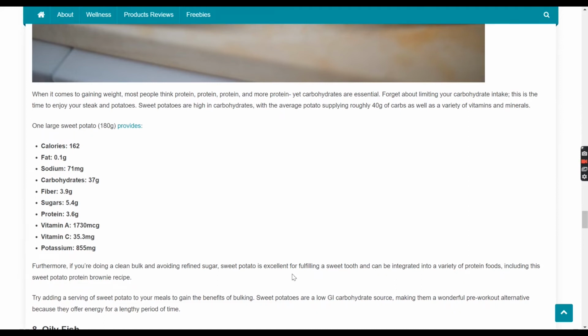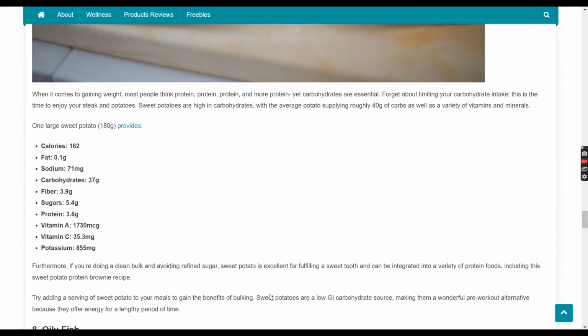One large sweet potato of 180 grams provides calories 162, fat 0.1 grams, sodium 71 milligrams, carbohydrates 37 grams, fiber 3.9 grams, sugars 5.4 grams, protein 3.6 grams, vitamin C 35.3 milligrams, and potassium 855 milligrams.